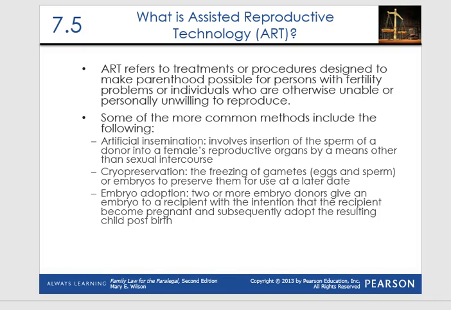Artificial insemination involves insertion of the sperm of a donor into a female's reproductive organs by a means other than sexual intercourse. Cryopreservation is the freezing of gametes, which are egg and sperm, or embryos to preserve them for use at a later date. Embryo adoption: 2 or more embryo donors give an embryo to a recipient with the intention that the recipient become pregnant and subsequently adopt the resulting child post-birth.